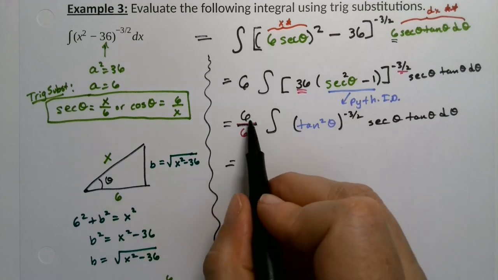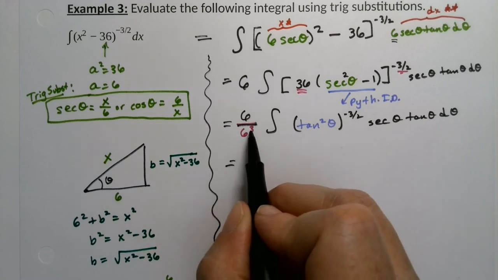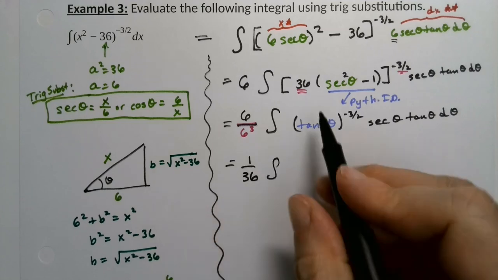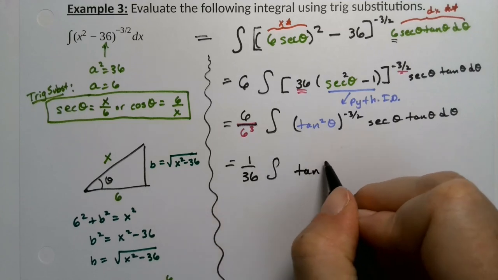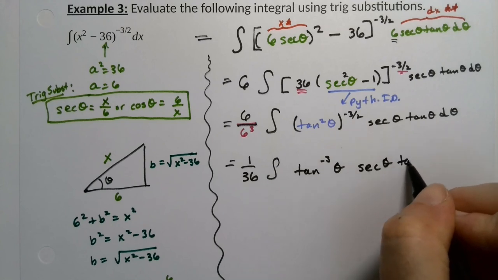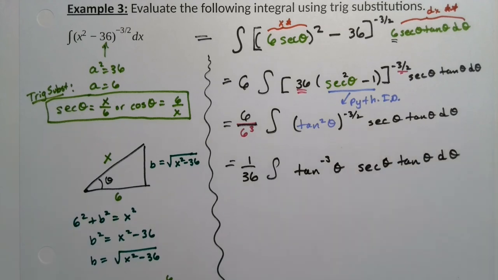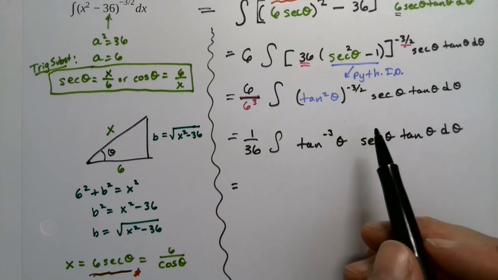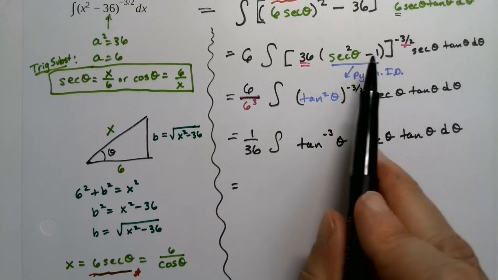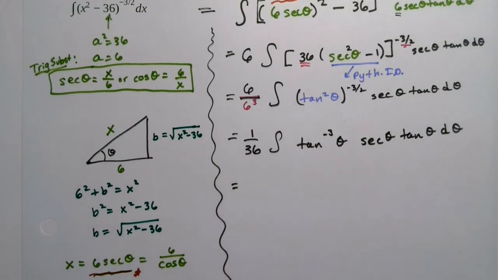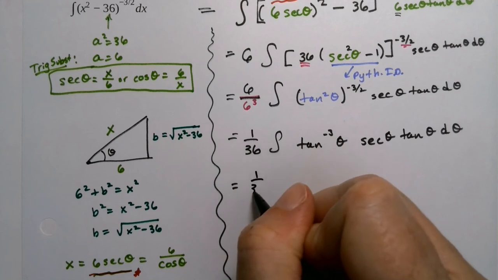And then, of course, 6 goes into 6 cubed, 6 squared times. So this is 1 over 36 integral tangent to the negative 3 of theta, secant theta, tangent theta, d theta. I mean, there's no calculus in any of this. This is just algebra and trig, knowing your power properties, knowing how to factor properly, knowing how to take numbers to a negative 3 halves power. That's all I'm doing. It's just complicated.